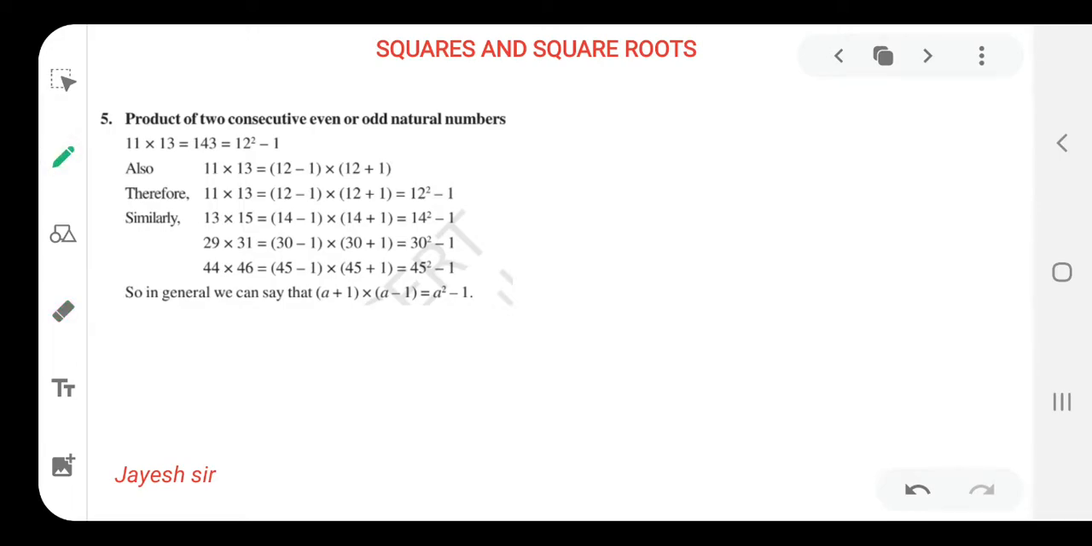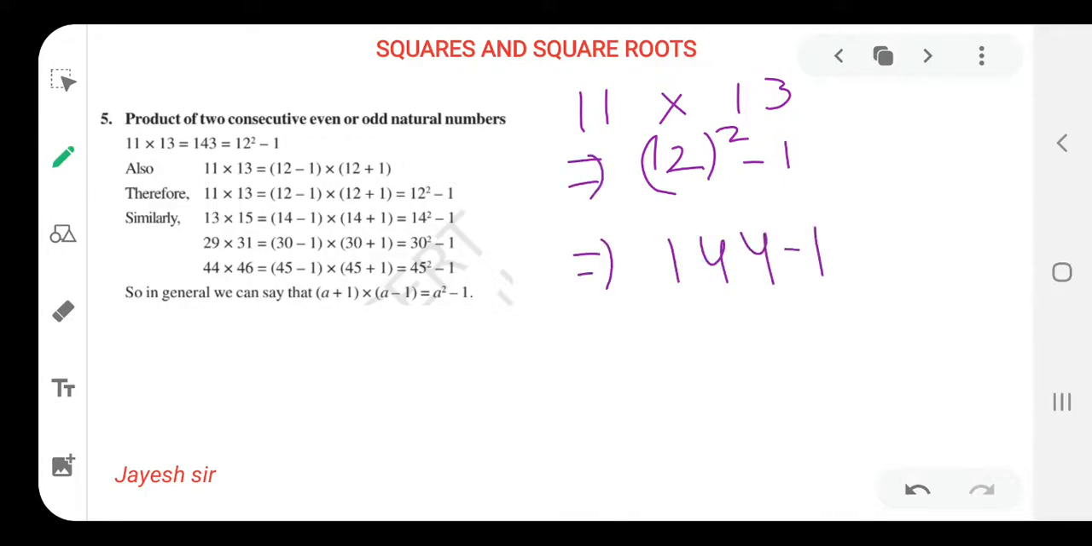But what I want to give as an advantage to you is, instead of multiplying 11 into 13, you can write 12 square minus 1, because the number coming between 11 and 13, which we want to multiply. Which number is in between? 12. That we can solve as 12 square minus 1. That means this would be the formula. So 144 minus 1, so the answer would be 143.